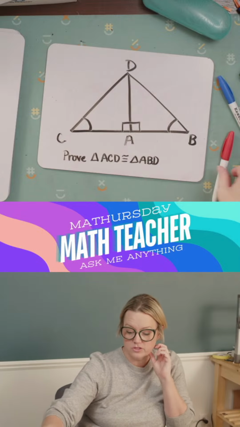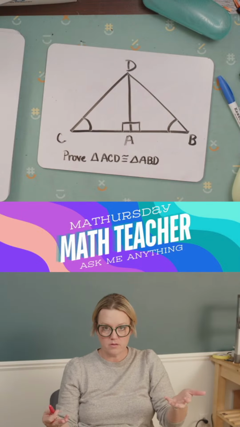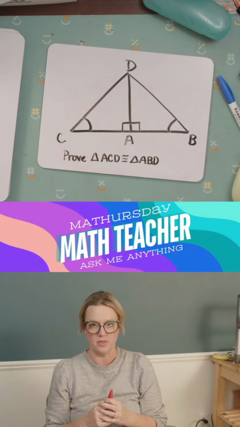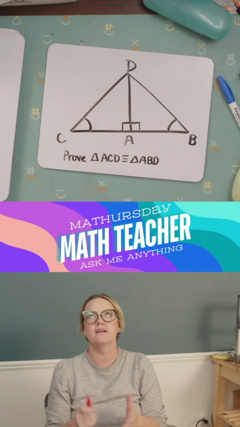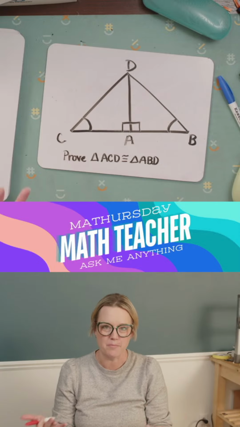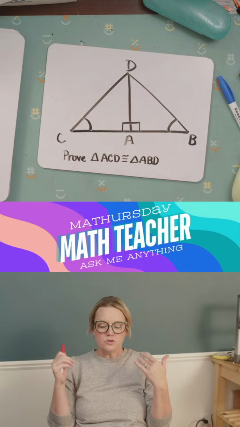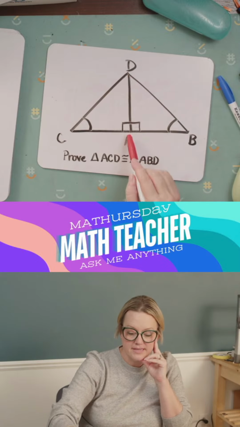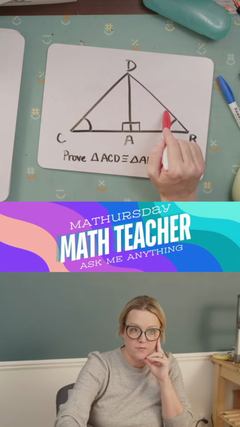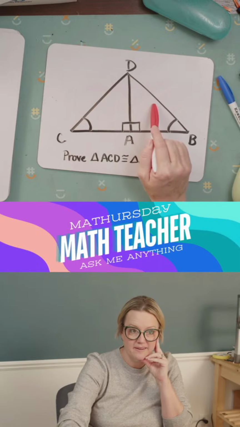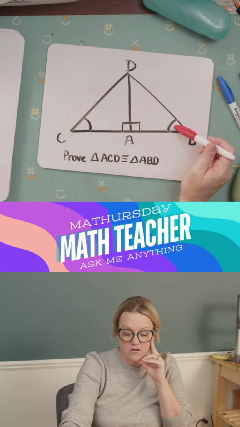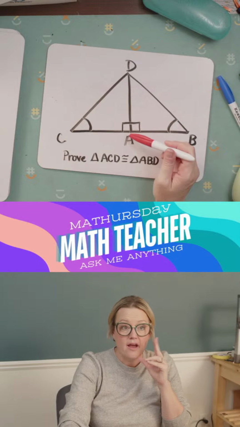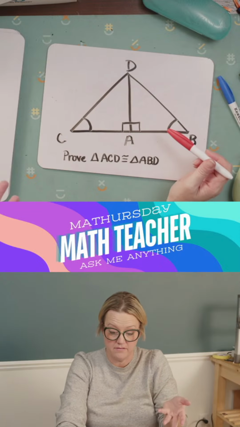So again, this is just walking you through. There are different ways to prove different things, and there are different ways to prove the same thing. Looking at this, I know that this leg is going to be the same for both of these triangles. So I've got angle, side here. Now, how else could I prove that?